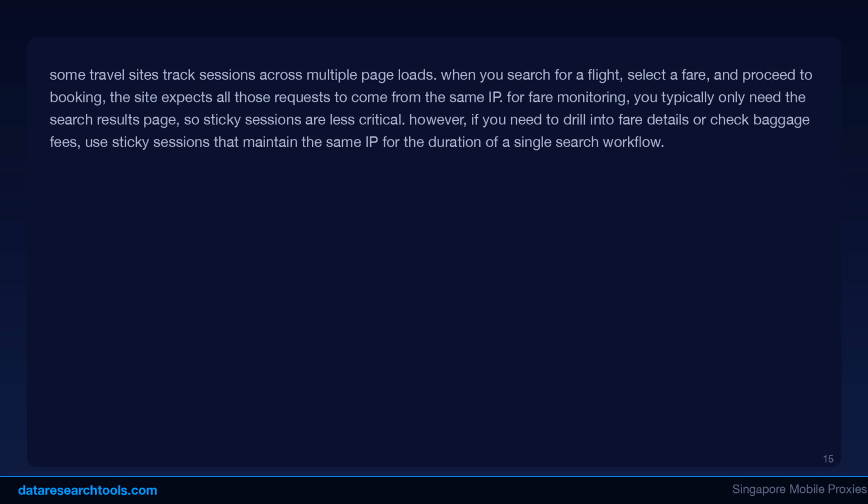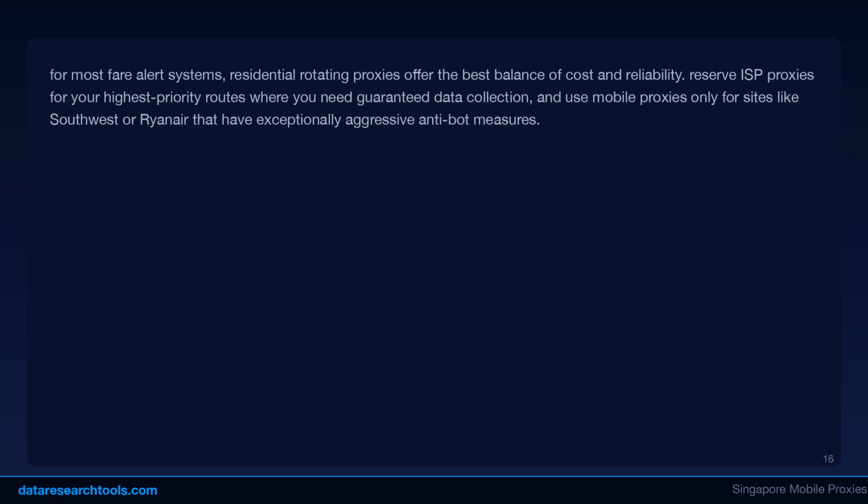Most airline sites require JavaScript execution to render search results. Configure your headless browser to mimic a real user. Set a realistic viewport size, 1920 by 1080, enable WebGL, use a common user agent string, and set the language and time zone headers to match your proxy's geographic location. Disable automation flags that sites use to detect headless browsers.